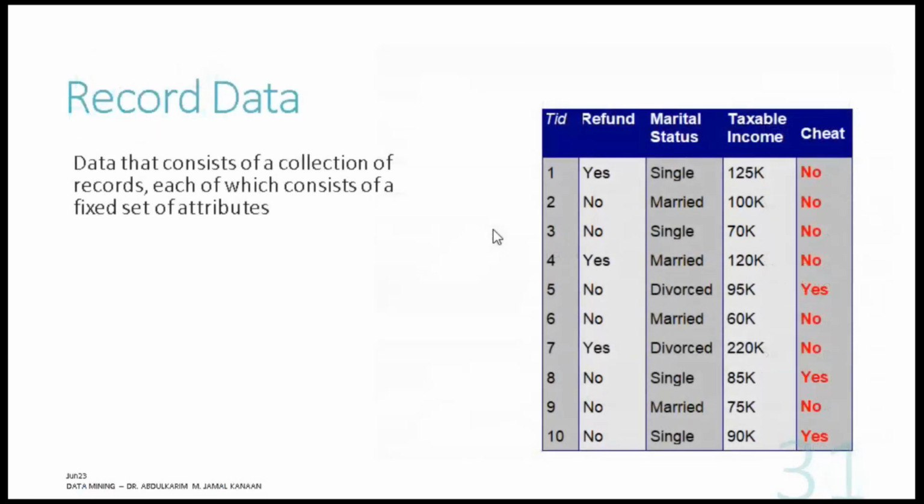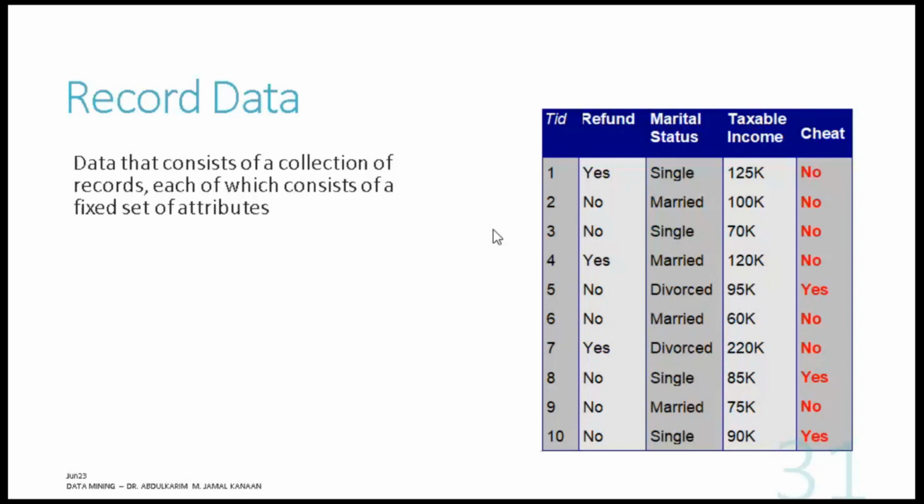So if you have records, probably this is your target variable, colored in red. That means you are building a data mining model able to, let's say, classify whether a person is going to be cheating or not cheating, meaning credit worthy, going to return the money to the bank or not, based on these values.